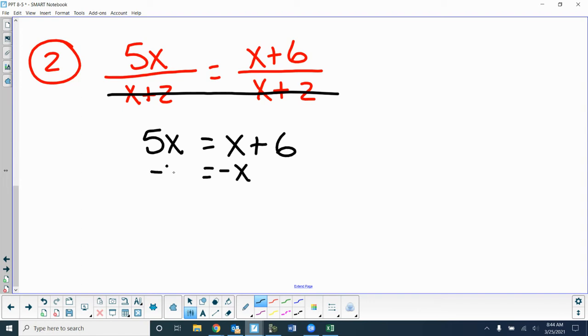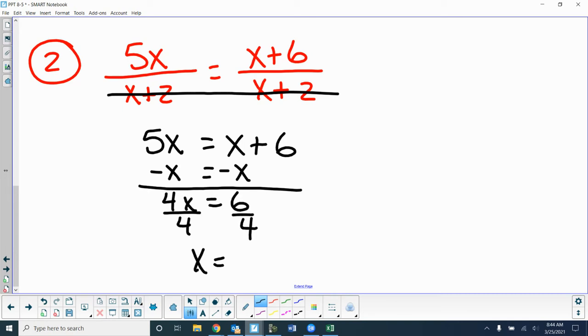Subtract x. So you get 4x equals 6. Divide by 4. And x is 3/2. I just reduced it, or you could put 1.5 if you want. And again, if I put 1.5 in for x, I don't get 0. It'll work. Okay? So that one's really easy if those two denominators, when you have that proportion, are exactly the same.